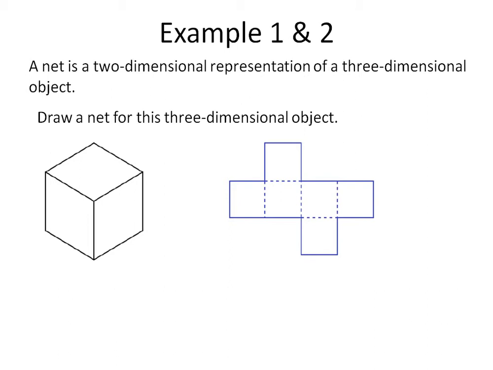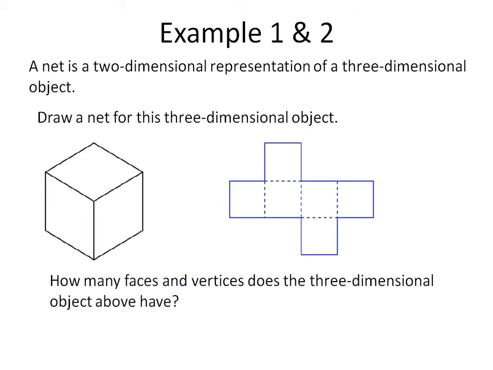Okay, example 2 wants to know how many faces and vertices the three-dimensional object has. To look at the faces, you just count the faces on the net and you can see there are 6 faces there. To get the vertices, look at the ones on the top. So there's 4 up here, there's none in the middle, and there's 4 on the bottom. So 4 plus 4 is 8.